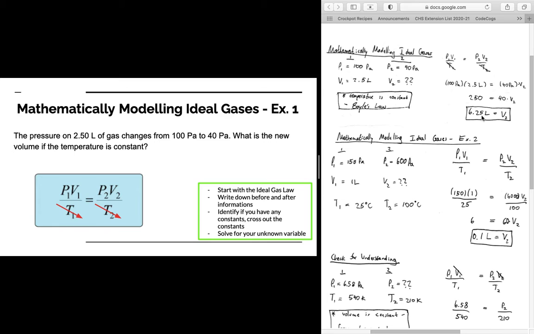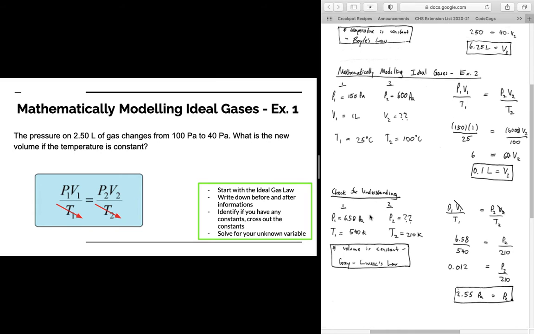And a quick way to see that this makes sense is that this is in accordance with Boyle's law. So we should expect that a decrease in pressure should correspond to an increase in our volume, since we're going to have less pressure acting on our system now. And that's what we see happening here: we have 6.25 liters of our gas, that our gas is occupying now instead of 2.5 liters. Okay?